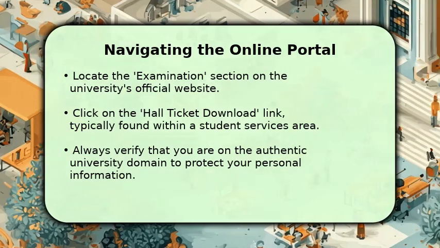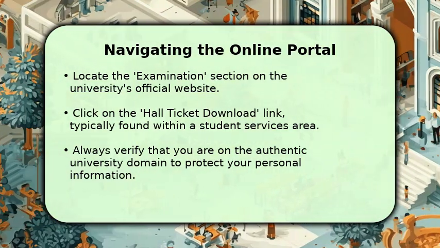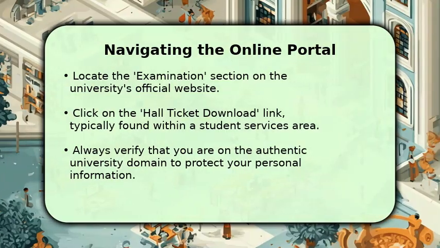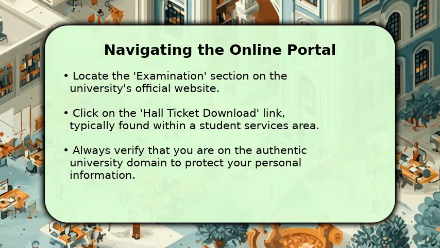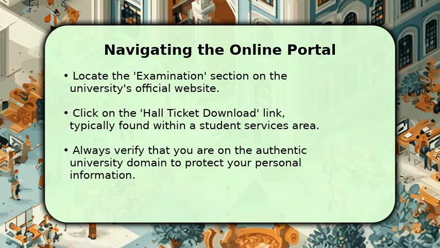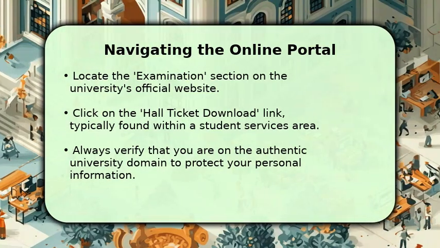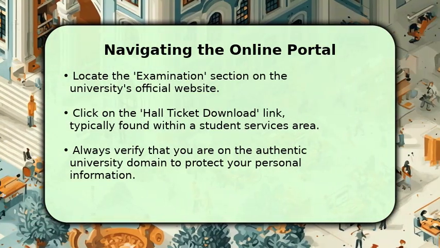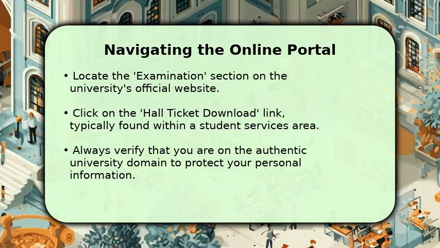Once you are on the Calicut University official website, carefully navigate to the examination section. Within this area, you will find a distinct link specifically for hall ticket download. Click on this link to proceed to the login page. Please take a moment to confirm that the website address in your browser is indeed the official university domain before you enter any personal details for security reasons.